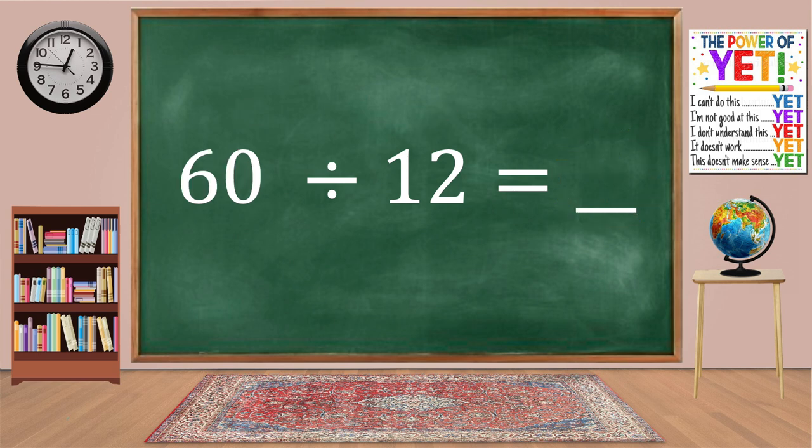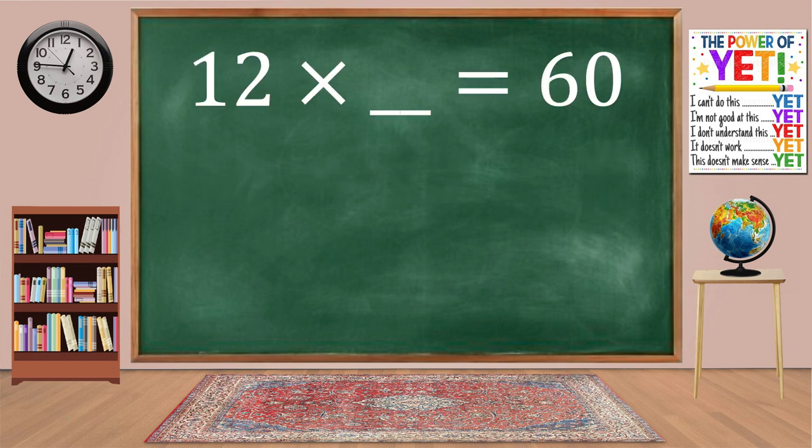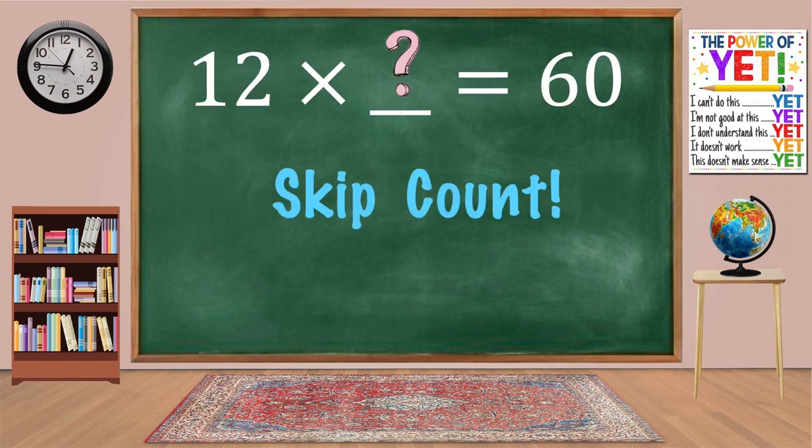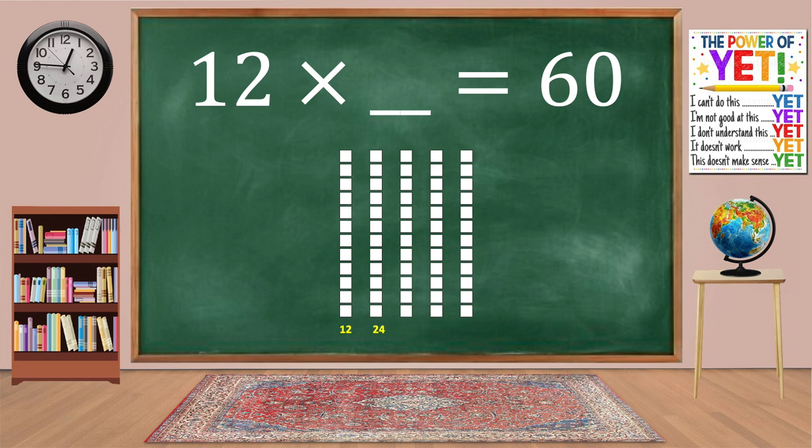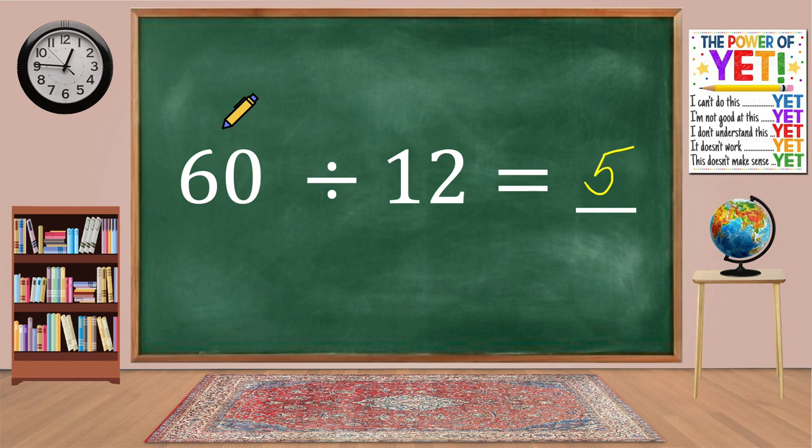60 divided by 12 equals what? Our related fact is 12 times what equals 60? Skip count. 12, 24, 36, 48, 60. We have five columns. 12 times 5 equals 60. 60 divided by 12 equals 5.